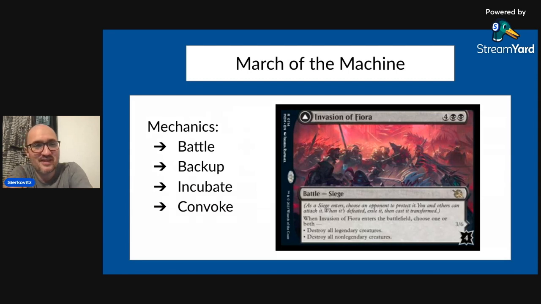limited formats are built on commons, and we don't have access to too many of them. But just by looking at the mechanics and how the set is building up, maybe we can figure out something. And there are, for now, 4 main mechanics: battle, backup, incubate, and convoke.